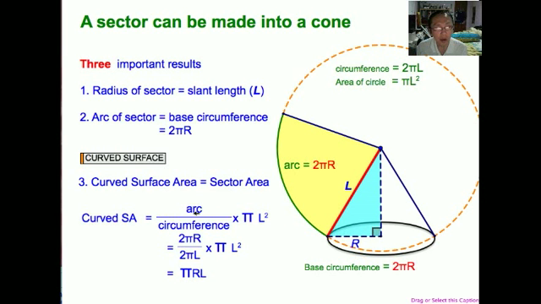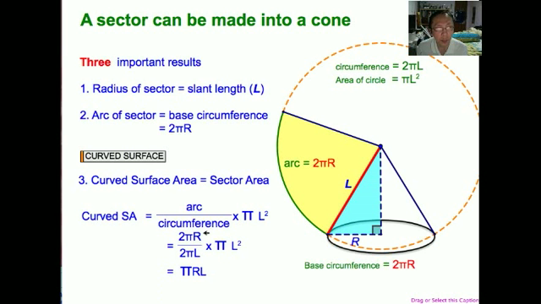And this can be found by taking a fraction of pi L squared, L being the radius of the sector. And the fraction here is formed by using the arc over the circumference of the circle, which is 2 pi L. Simplifying this, we have the area pi RL. So if we want to find the curved surface area of a cone, we need the base radius and the slant length.